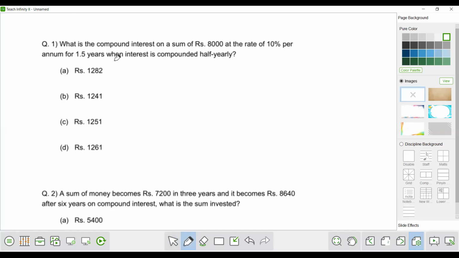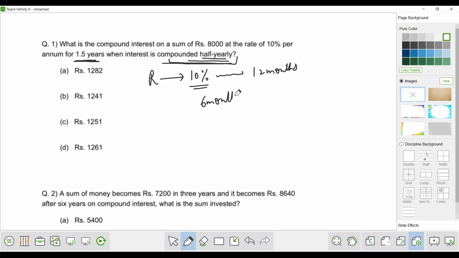So our first question is, what is the compound interest on a sum of rupees 8,000 at the rate of 10% per annum for the time period of 1.5 years, compounded half yearly? Okay, if the per annum rate is 10%, again, it is for 12 months, then according to the question, we have to compound the interest half yearly. So for 6 months, our rate will become 5%. Okay, 5%. And 5% as a fraction is 1 by 20.